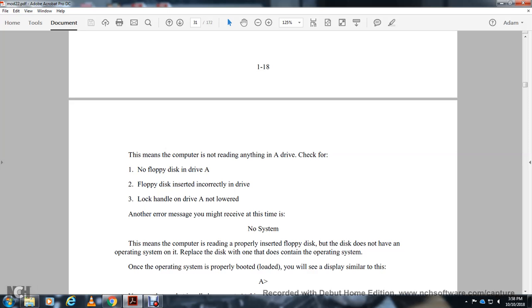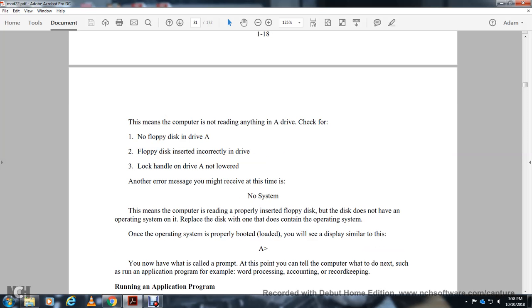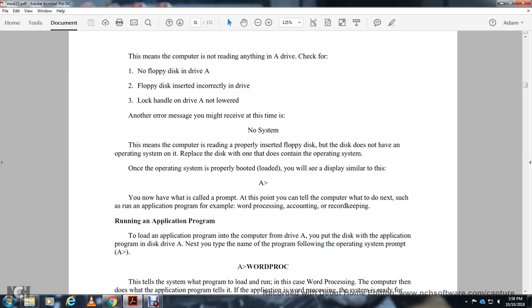Once the operating system is properly booted and loaded, you will see the display C A and then A greater than. You now have the command prompt, the position of the computer, ready for running an application program, for example word processing or accounting records.